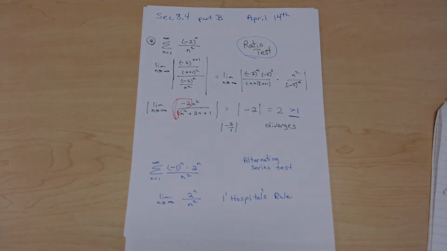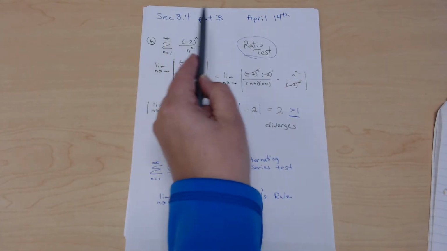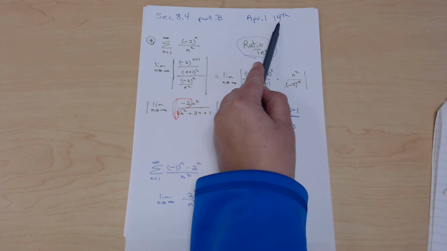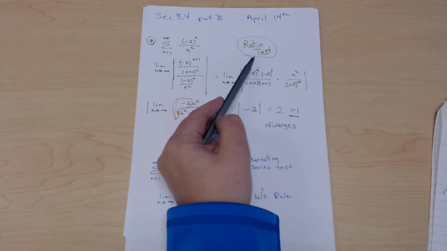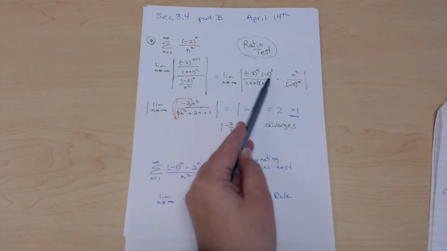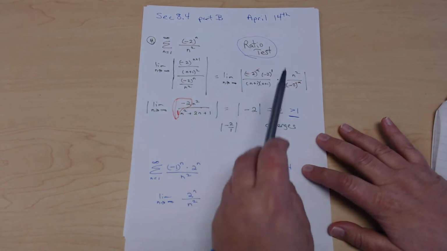All right, guys, so this is part B of section 8.4. This is all still for April 14th. The last problem we did was problem 4. I wanted to make sure that I should have really written the ratio test, though I think it's pretty obvious. If I can clearly tell what you use, that's okay.